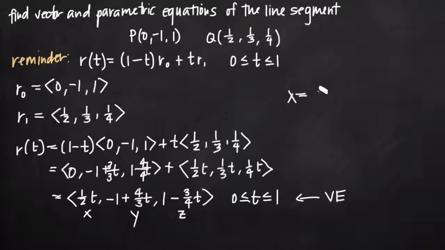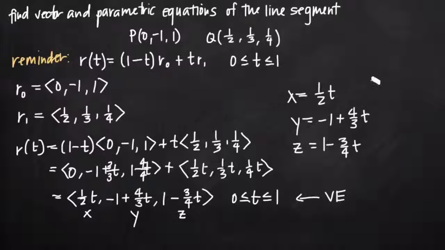We get x is equal to 1/2 t, the x component of our vector equation that we already found. y is equal to -1 plus 4/3 t, and z is equal to 1 minus 3/4 t, and these three together are the parametric equations of the line segment joining these two coordinate points. So that's how you find vector and parametric equations of a line segment.